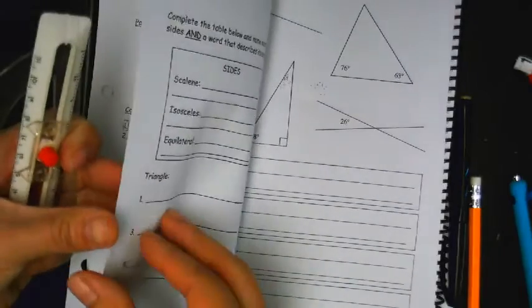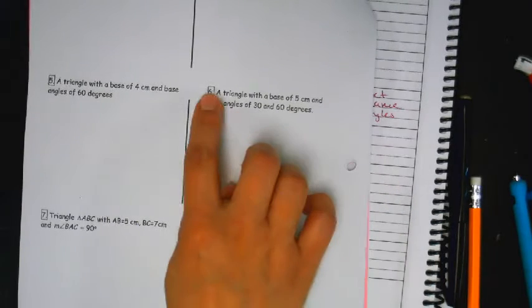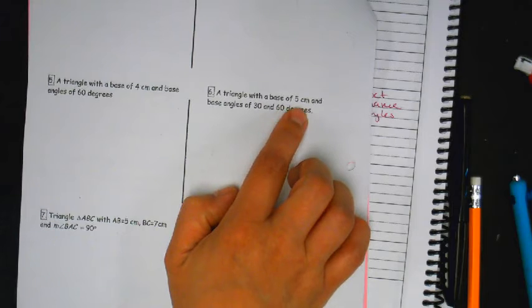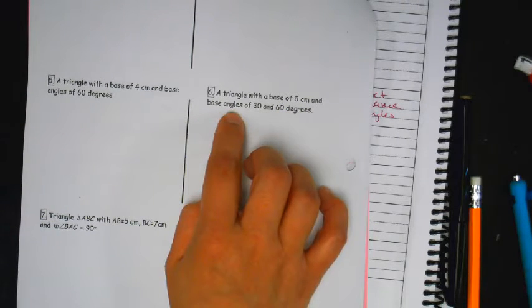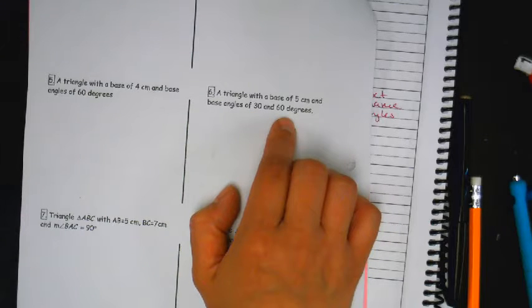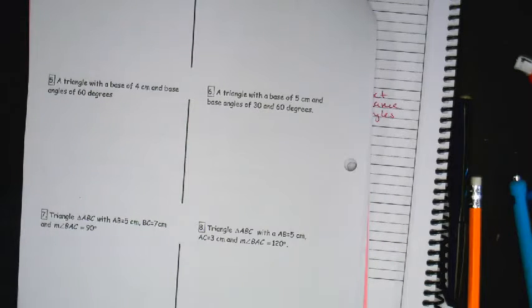Now, if I turn the page, and I would like you to turn the page, do you guys see number 6? Number 6. A triangle with a base of 5 centimeters and base angles of 30 and 60 degrees. So when it says 30 and 60 degrees, now we have to use our protractor. So you're going to use a combo. This one, you use it as a ruler, 5 centimeters. And then you're going to discover on your own how to do the 30 and 60 degrees.